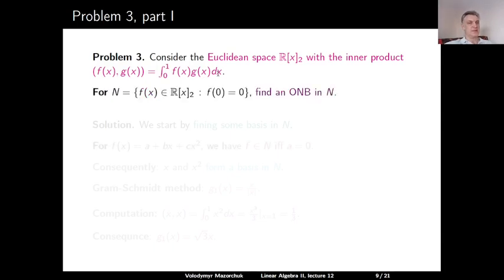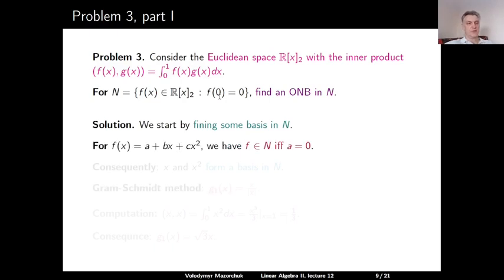Let N be the subspace of this Euclidean space, which consists of all polynomials which have value 0 at 0. Find an orthonormal basis in N. So this is a typical problem where one has to use Gram-Schmidt's orthogonalization method. So let us start by finding some basis in N.